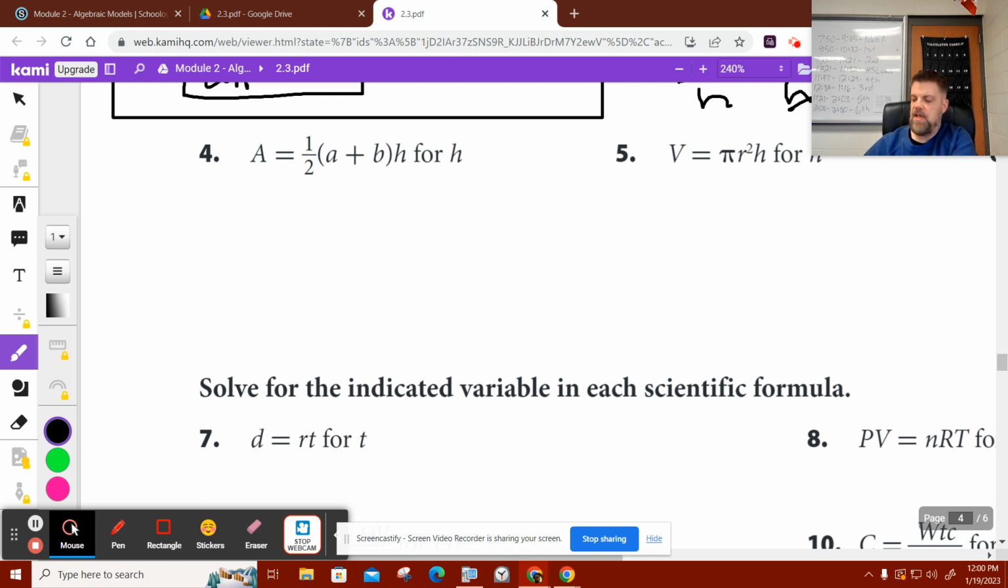We want to solve for h. And the way that we solve for h is we just do the inverse, right? So I want to get stuff away from the h. What is it that you guys think we need to solve first or do first? So if I start with A equals 1/2 times the quantity a plus b times h, what do I do?